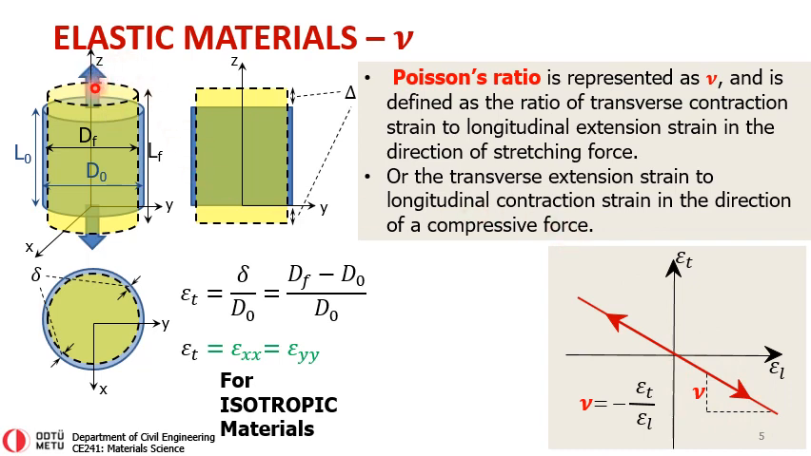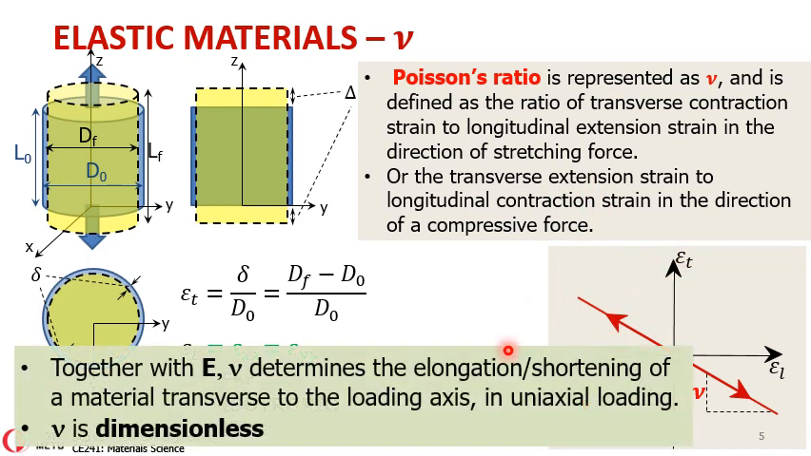But if, instead of stretching, we were to compress this material, then the longitudinal strain will be negative, so we are in this zone, and the transverse strain will be extension, so we are in this zone. And together with this modulus of elasticity, Poisson's ratio determines, again, elongation or shortening of a material, not longitudinally but transverse to the loading axis in uniaxial loading, and it's a dimensionless number. We have already seen this.